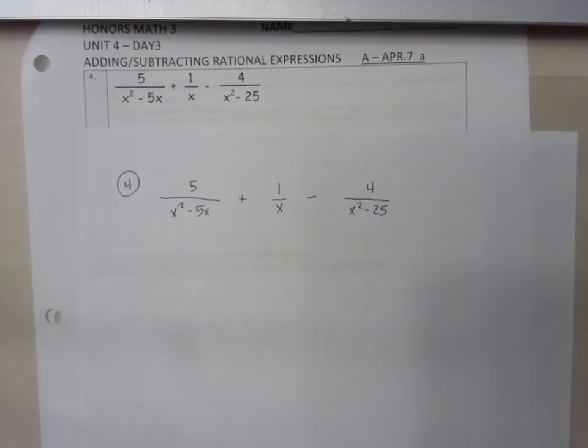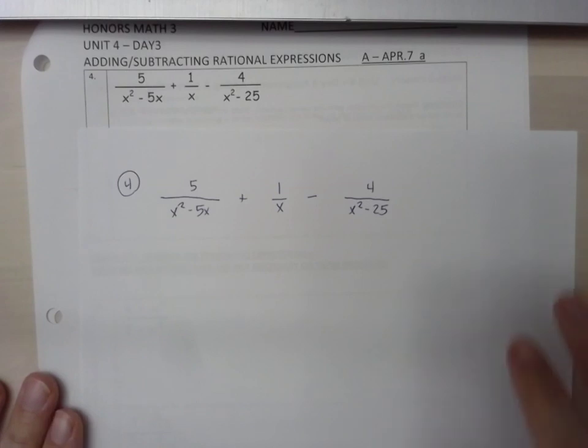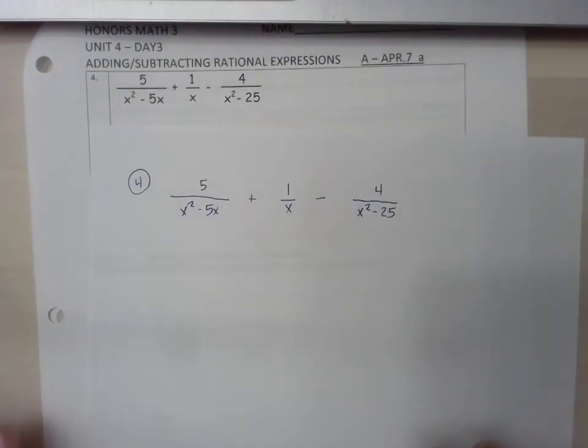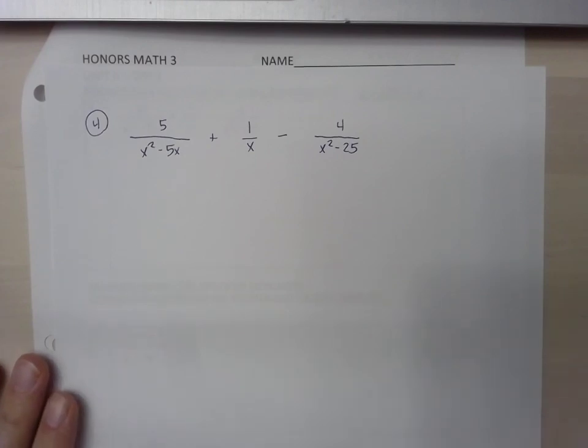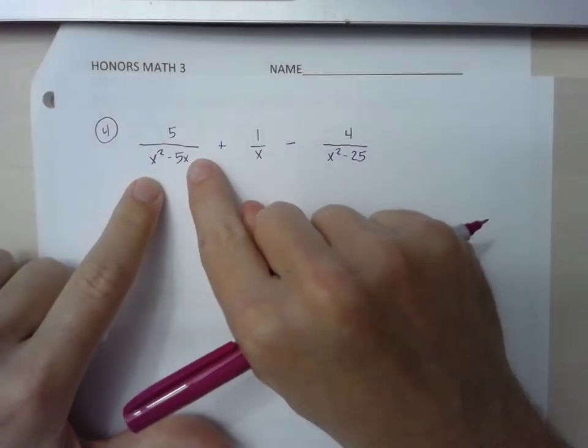All right, question number 4 from the notes is 3 fractions. I went ahead and wrote that out again. So let's dig in. Let's try to factor this first. So I have x squared minus 5x.